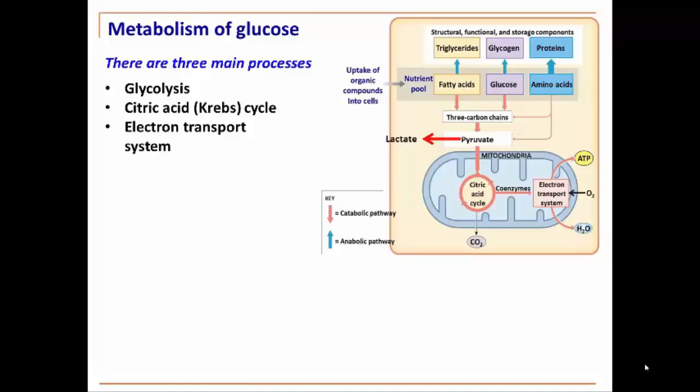So the cell on the right hand side, you can see a cell there, and that's showing the main products. So the uptake of organic molecules into the cells to give us a nice nutrient pool, and that nutrient pool has fatty acids, we've got glucose, and we've got amino acids coming into the cell. And so if we're going through an anabolic process, the fatty acids are being converted into triglycerides.